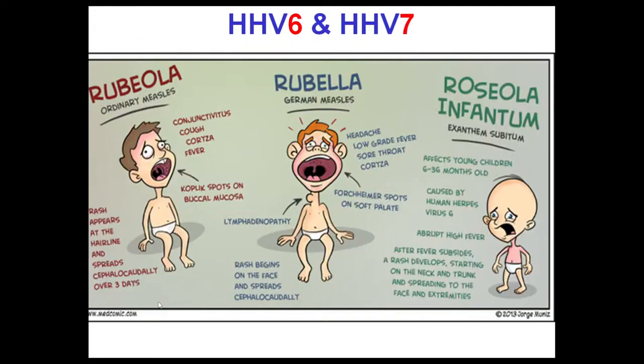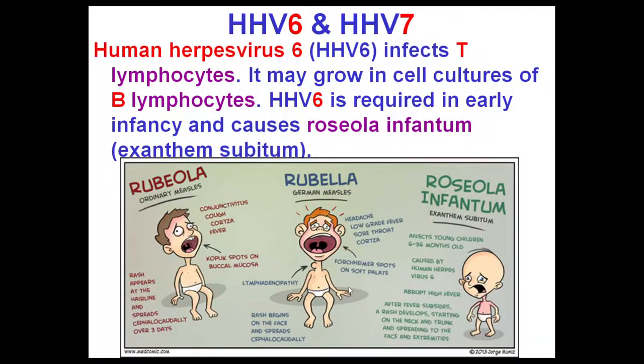And here you can see the sketches of how to recognize these three very common children's exanthemas. That is ordinary measles, or rubeola. Then German measles, caused by rubella virus, and roseola infantum, that is exanthema subitum. So you may read and compare these symptoms. That will be good for children's diseases.